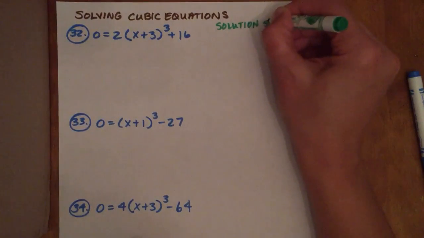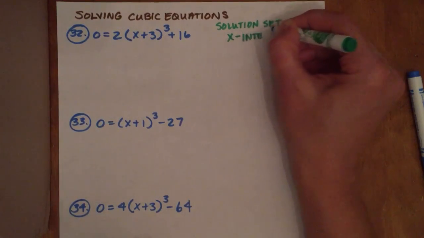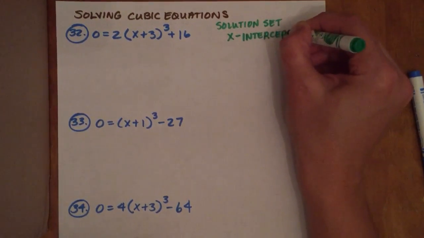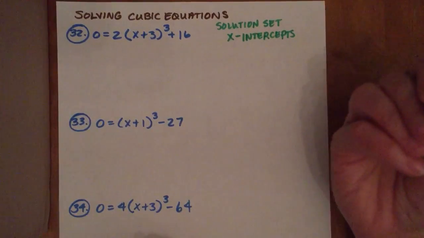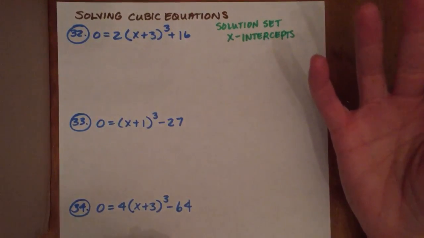your solution set is your x-intercepts. What are the x-intercepts of this cubic? So we're going to figure this out by taking the cube root. So we're going to solve.